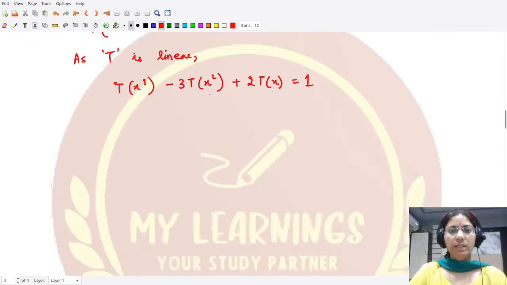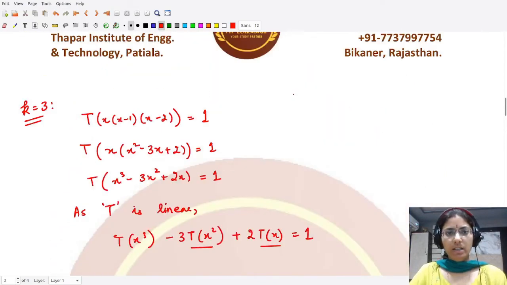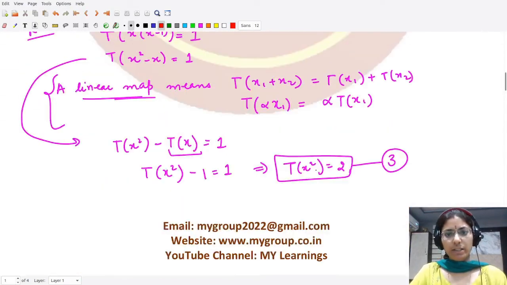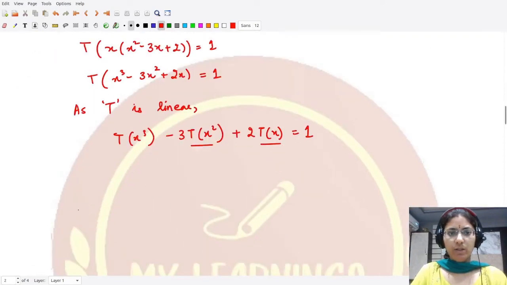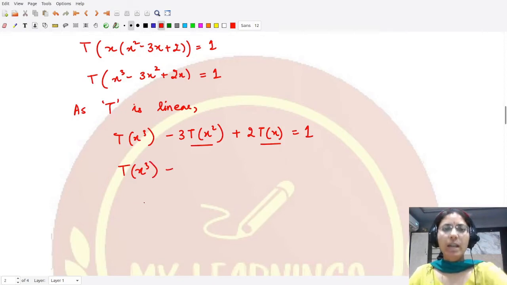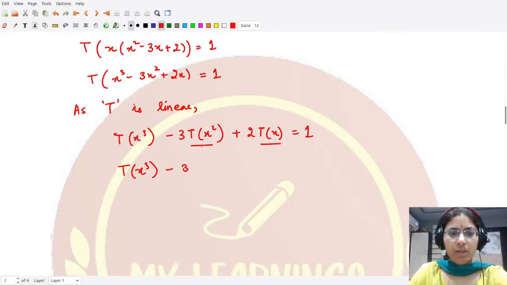So now we can substitute the value of T of x square, right? What's the value of T of x square? That is 2, and T of x is equal to 1. So let's substitute these values here. We keep T of x cube as such, because we do not yet know the value of this one, and in fact we are interested in calculating this value only. T of x square, we have calculated to be 2, and T of x, we have calculated to be equal to 1.